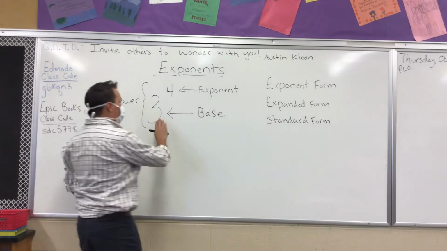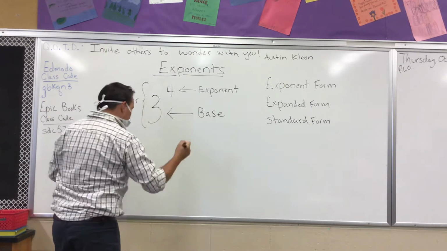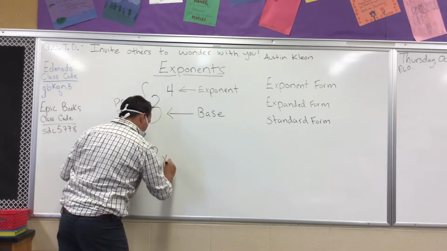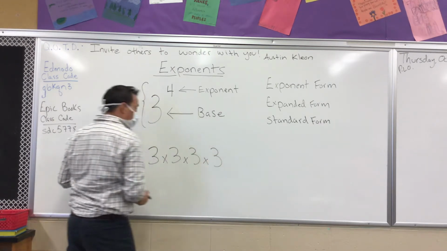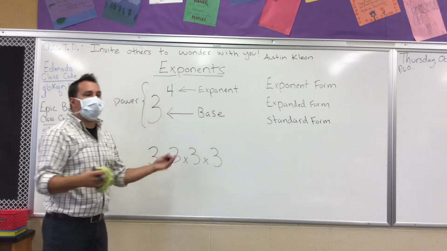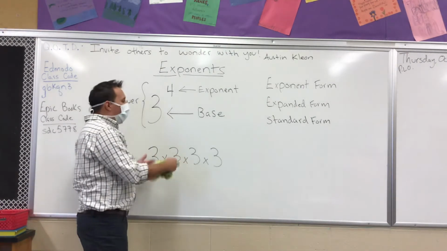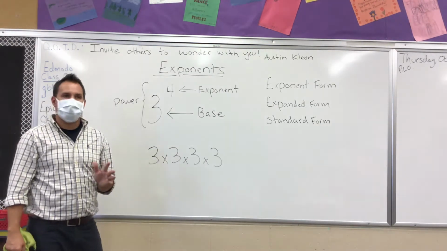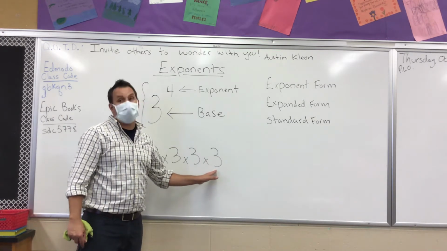So if we see something here that says 3 to the power of 4 or 3 to the 4, it looks like this. 3 is what's multiplied by itself 4 times. So there's 1, 2, 3, 4 threes, but they're being multiplied by themselves. Okay? And I know in your mind you're like, well, there's 4 of them, so it's got to be 12. But that's not how this works. 3 times 3 times 3 times 3 is not 12. 3 times 4 is 12.